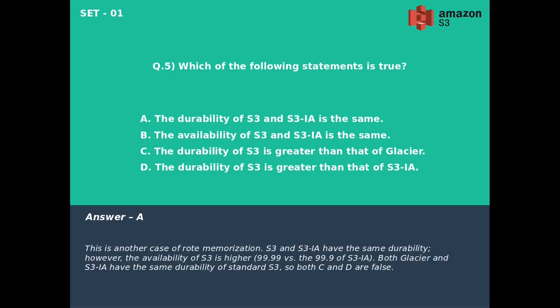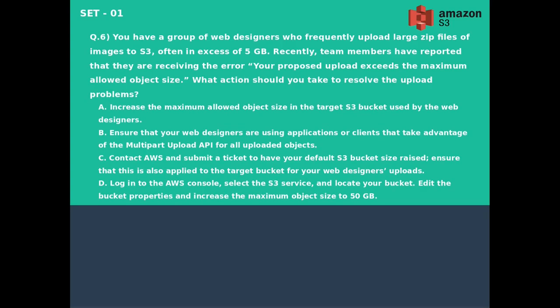The answer is A. This is another case of rote memorization. S3 and S3 IA have the same durability. However, the availability of S3 is higher, 99.99 versus the 99.9 of S3 IA. Both Glacier and S3 IA have the same durability as standard S3, so both C and D are false.